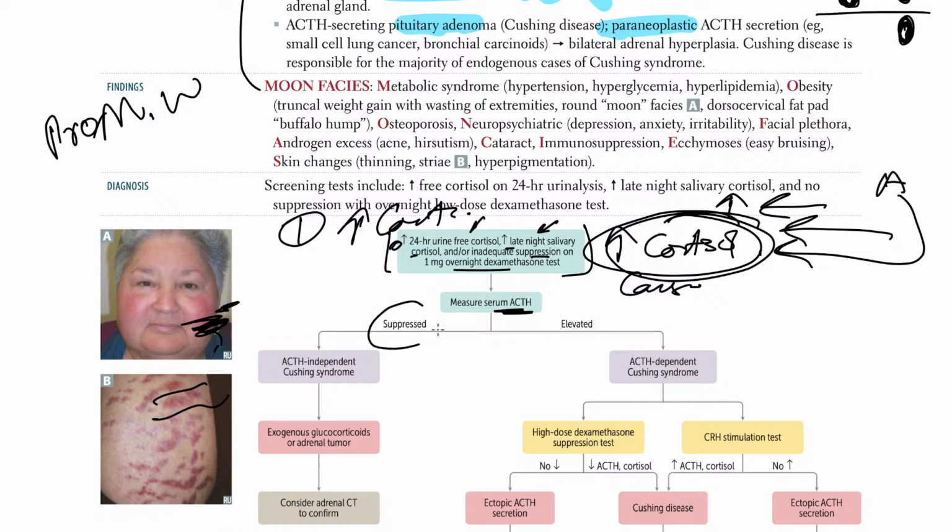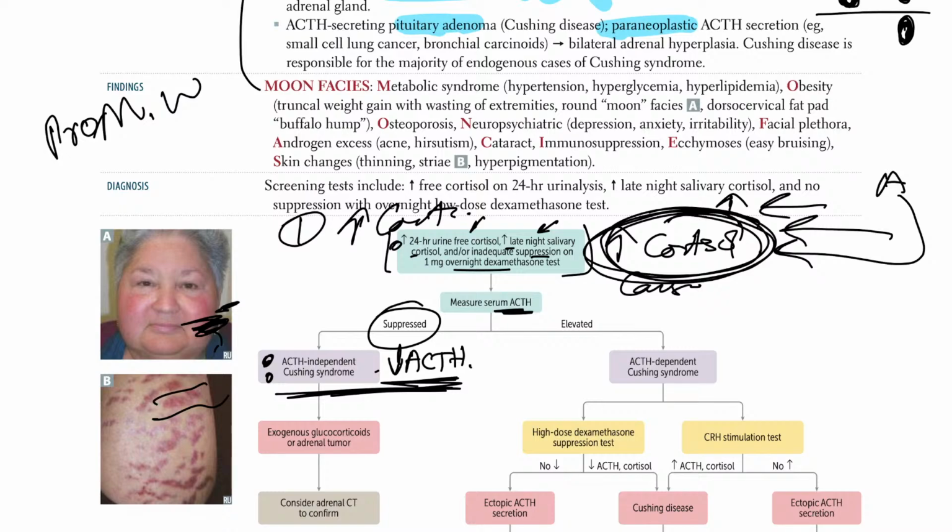So if you measure the ACTH and it is suppressed, which means it is decreased, then we say, okay, whatever the cortisol was coming, it's coming. Look here, ACTH-independent Cushing syndrome, that is not dependent on ACTH, because ACTH is suppressed. Still, we have high cortisol. So it is not from ACTH.